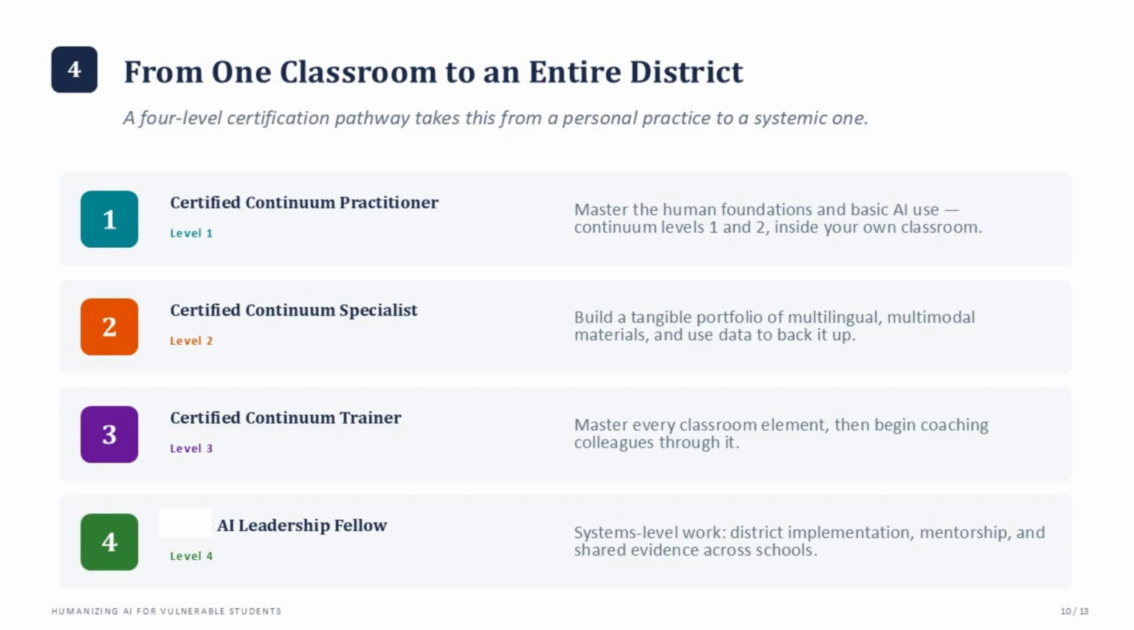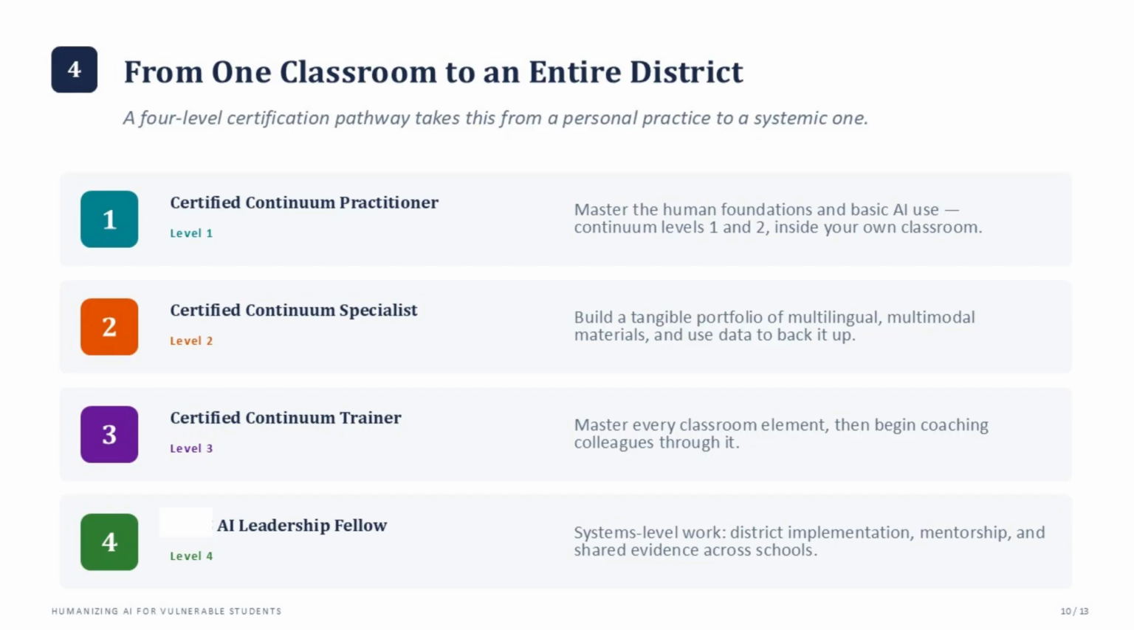Okay, I assume level 3 is where you start pulling others up with you. Precisely. You become a certified continuum trainer, you've mastered all the classroom elements, and you actually begin coaching your colleagues using those 5 to 7 minute walkthrough rubrics. Wow, okay. And the top tier? Level 4 is the A.C.C.E.S.S. AI Leadership Fellow. This is all about systems-level district implementation, mentorship, and really building a shared evidence base across schools.